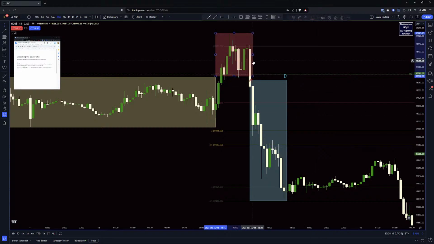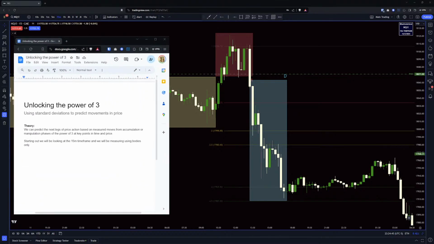Yeah, dude. Hopefully this is blowing your mind like it blows my mind every time I see it. But another key thing. So let's go back to the Google Doc. Okay, so we say starting out, we're looking at the 15-minute time frame, and we'll be measuring using bodies only, right? On the final swing before structure shift or break, right?